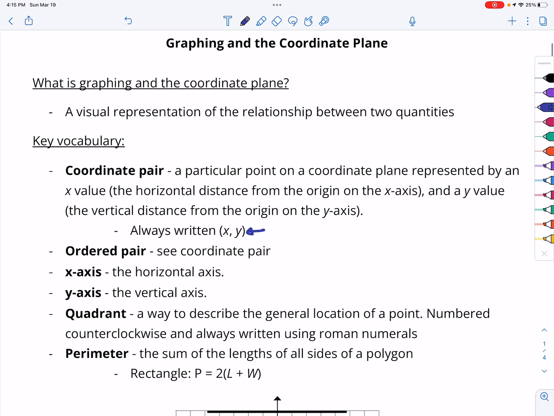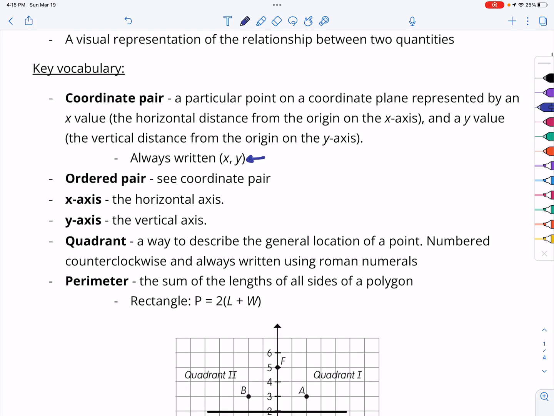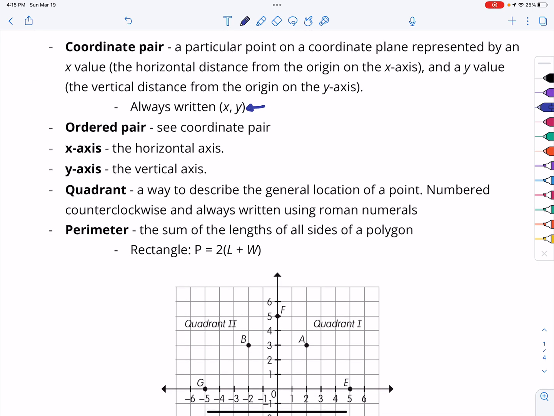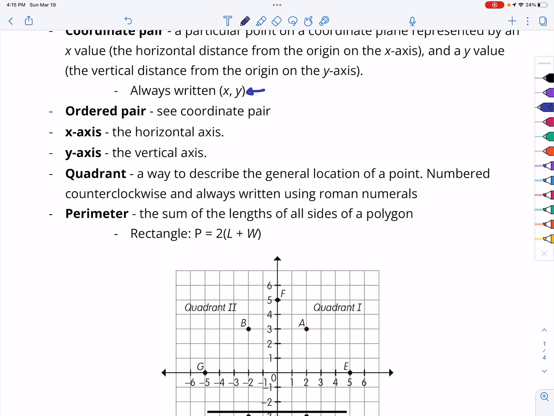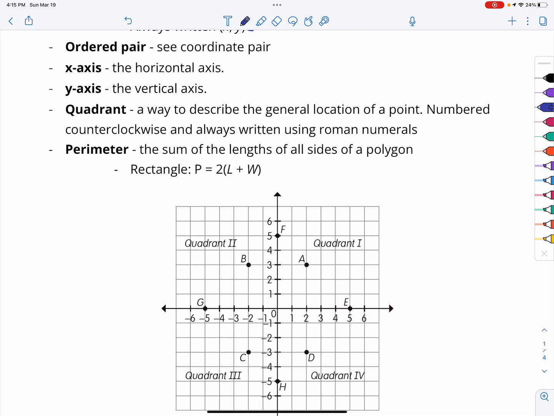And then a quadrant is a way to describe the general location of a point. They're numbered counterclockwise, and they're always written using Roman numerals. And then perimeter is the sum of the lengths of all sides of a polygon. We'll be focusing mostly on rectangles, and we can use that formula.